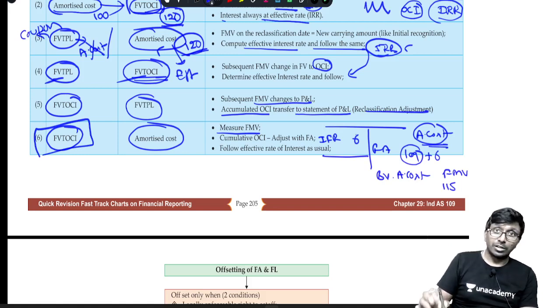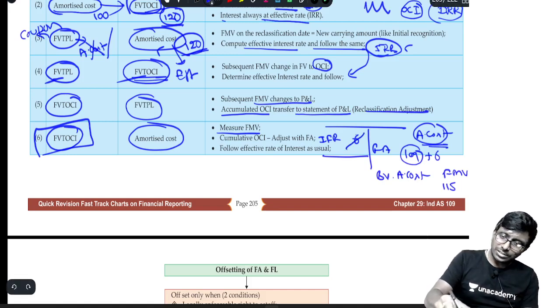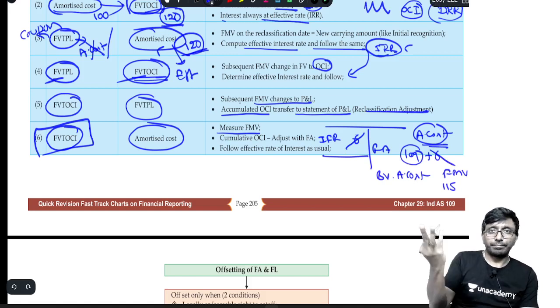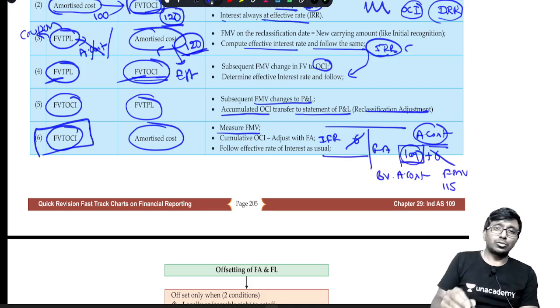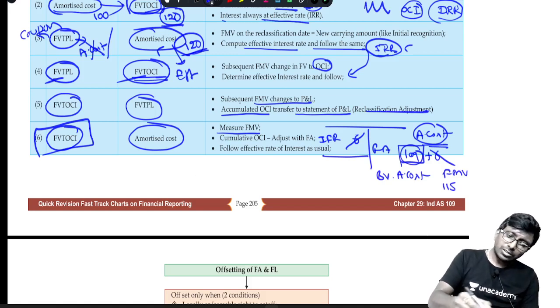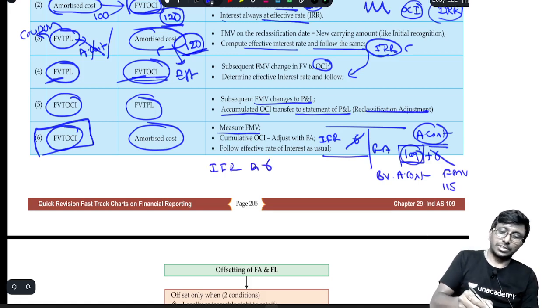Hope you are following. Now you want to go back to the amortized method. Amortized method means what do you do? Cut the 6. That's all. First you are measuring the financial asset as if you are following amortized cost only. So once you reverse it, things will become quite perfect. So IFR is a credit balance, so debit it. IFR account debit 6, to financial asset 6. That's it.